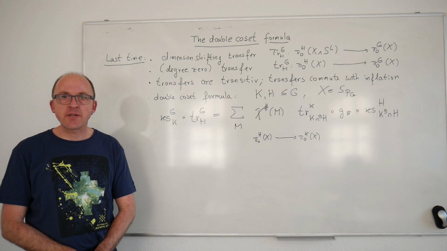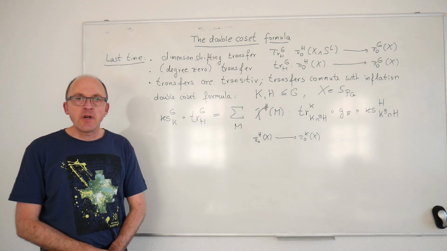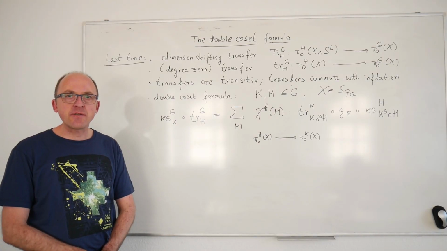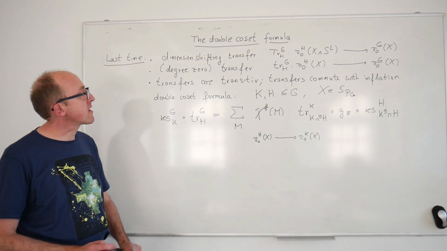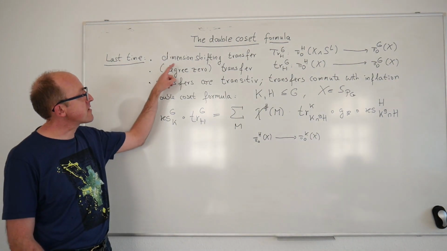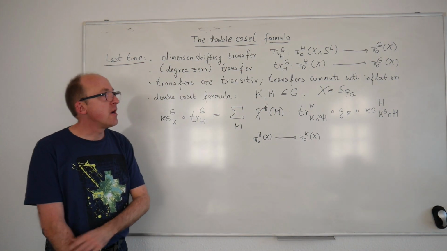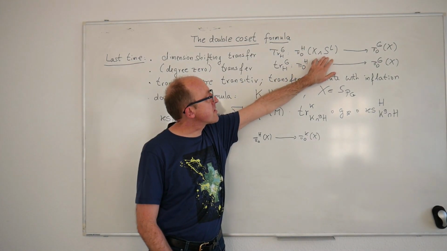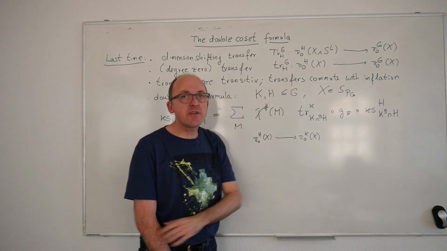Welcome back to lecture number 4. Last time I talked about transfers on the equivariant homotopy groups of orthogonal G spectra. So I discussed different flavors. First I discussed the dimension shifting transfer, where there is a twist in the source by the so-called tangent representation.